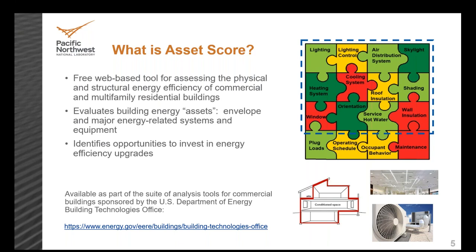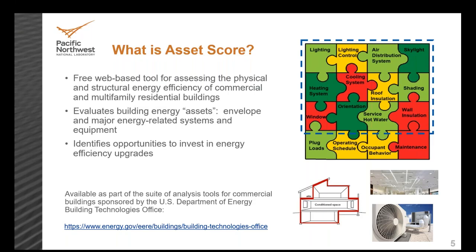And the graphic you see on the screen here includes the major components and factors that affect a building's energy use. And it illustrates the fact that Asset Score evaluates the building components inside the dotted blue box. The tool does not take into account user inputs for the items outside the blue box, such as operating schedules and occupant behavior, to generate an Asset Score. Instead, it uses a set of standard operating assumptions.